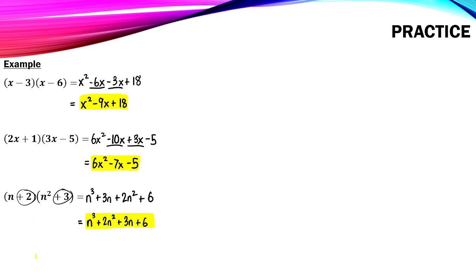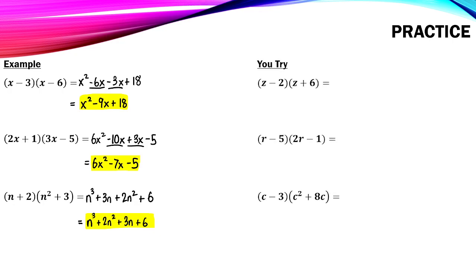So I'm hoping these FOIL methods and the distribution is making sense here. So let's go ahead and practice this on the Try's here. There's 3 more problems on the right. Go ahead and try these out. Pause the video. Once you're done, resume it, and then we'll check our answers to see how we did.